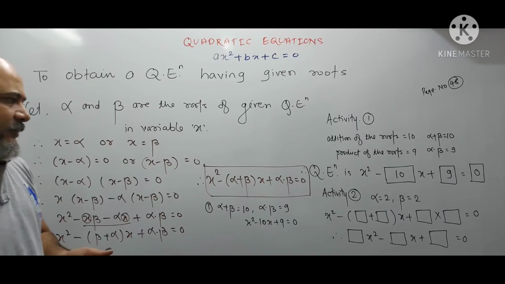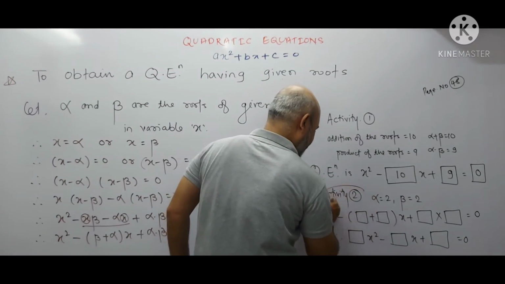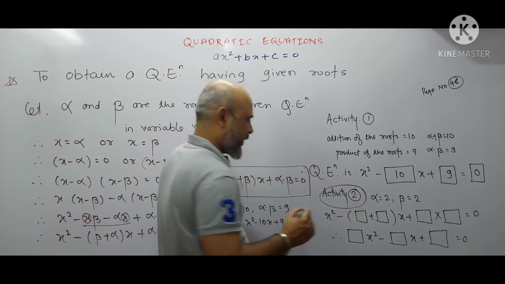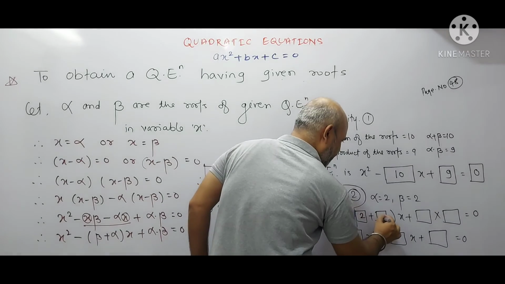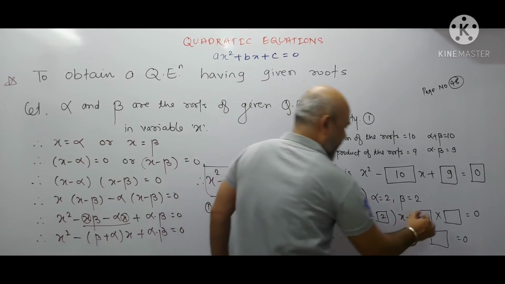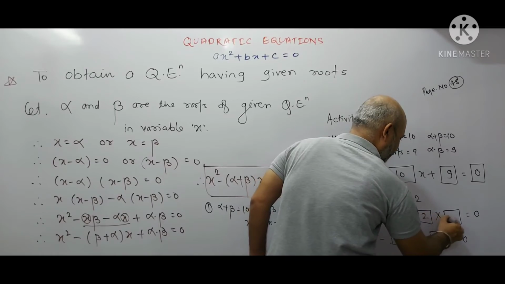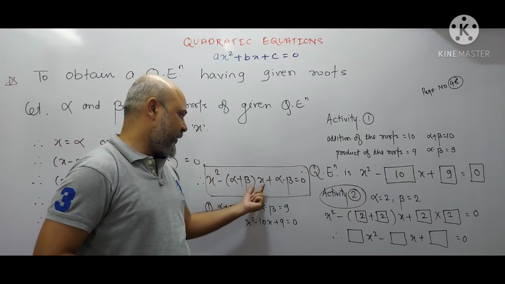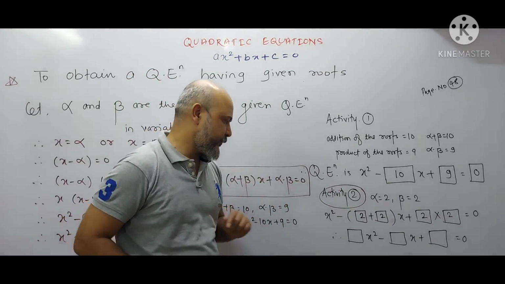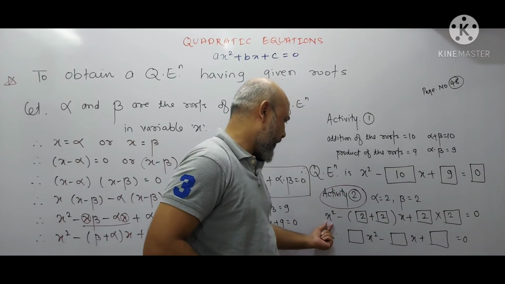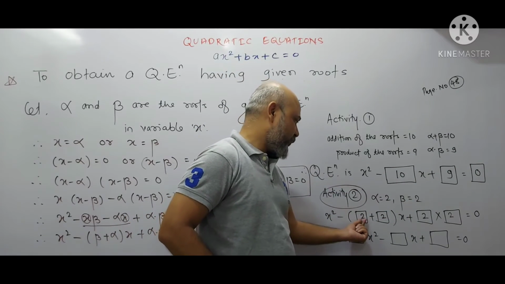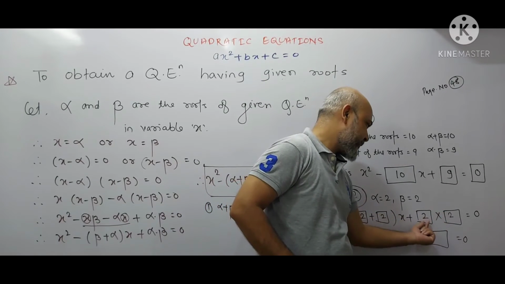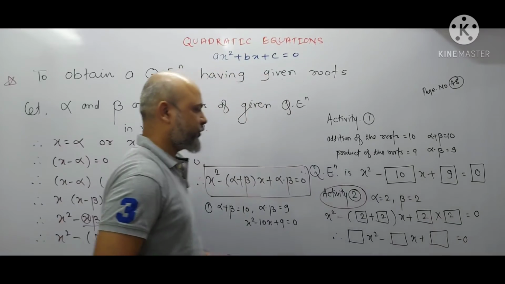Now in the second activity, what is given to you? That is alpha is 2 and beta is 2. So according to the formula, that is x square minus alpha plus beta, x plus alpha into beta equal to 0. So what is alpha, 2, what is beta, 2? So x square minus, in bracket we will write 2 plus 2, bracket close, x plus 2 into 2, this is alpha and this is beta, and this is equal to 0.